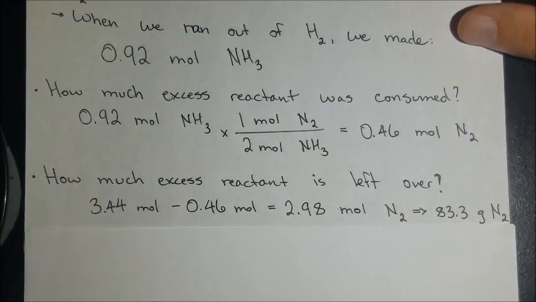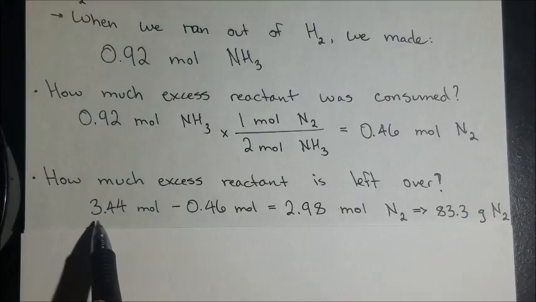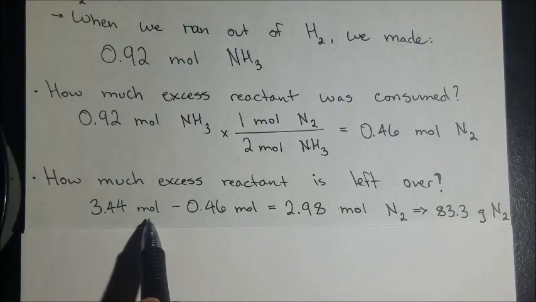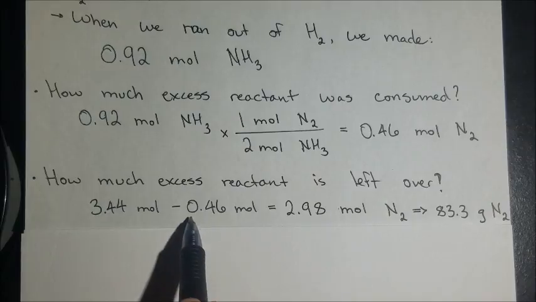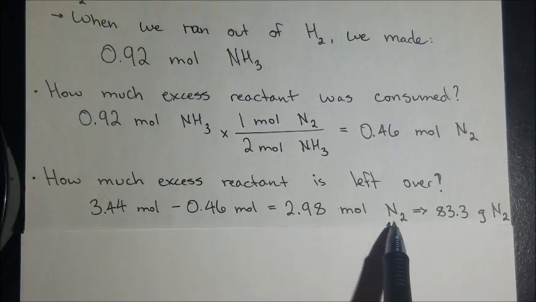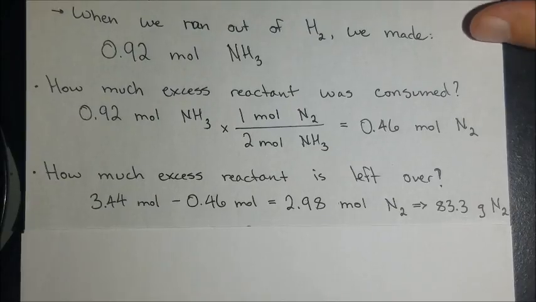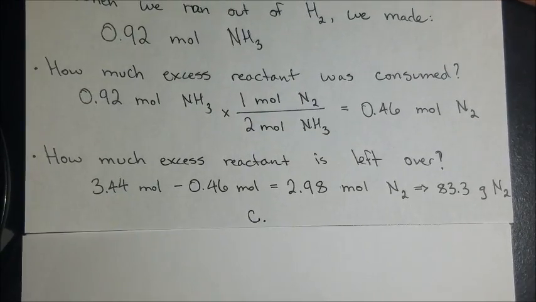And then the last step is going to be to determine how much excess reactant, that's the nitrogen, is left over. So we've determined how much we used, and we also know from the problem here that we started out with 3.44 moles. So we just subtract from what we started with the amount we used, and we're left with whatever we have left over. This is the 2.98 moles of nitrogen we see here. And if we just take that and use the molar mass of N2, we would find that that corresponds to 83.3 grams of nitrogen. And that gives us the answer C. So the right answer for number 1 is C, 83.3 grams of nitrogen.